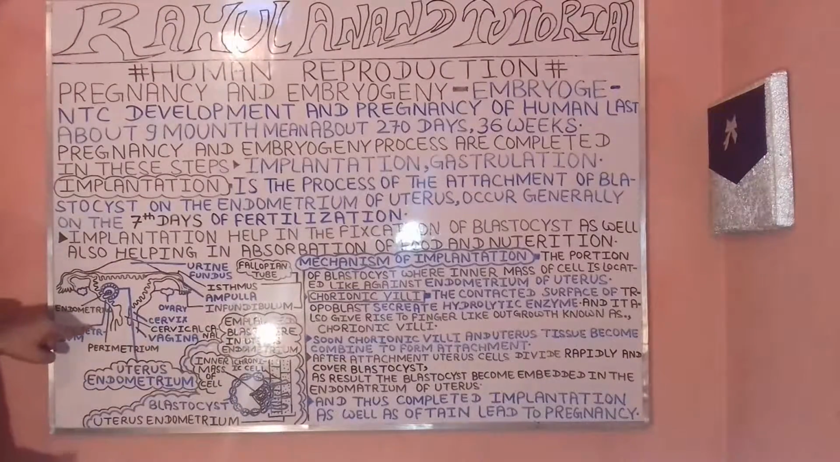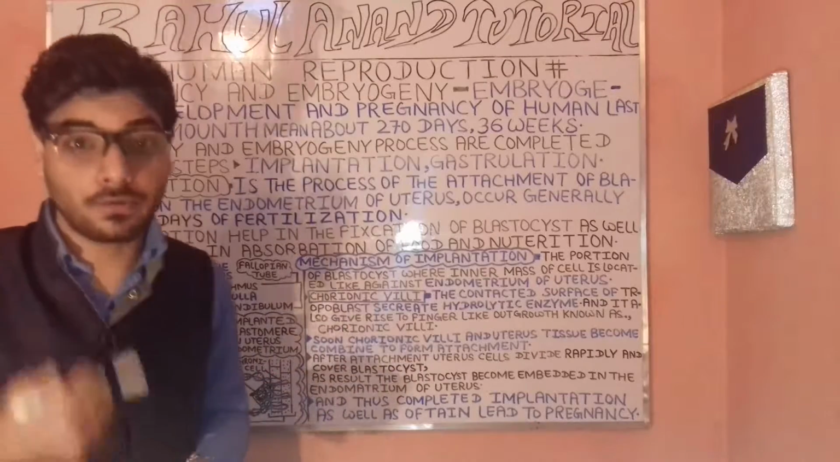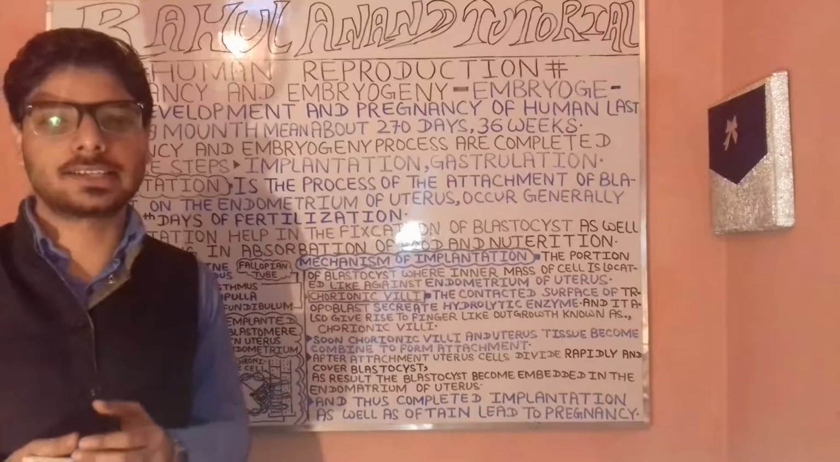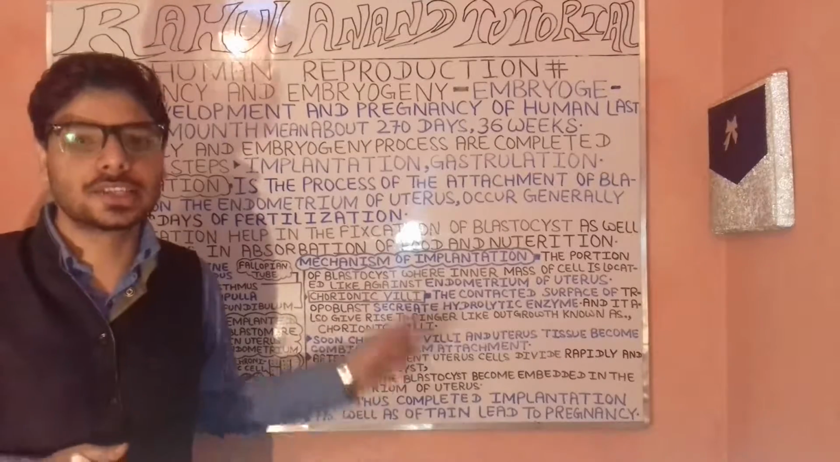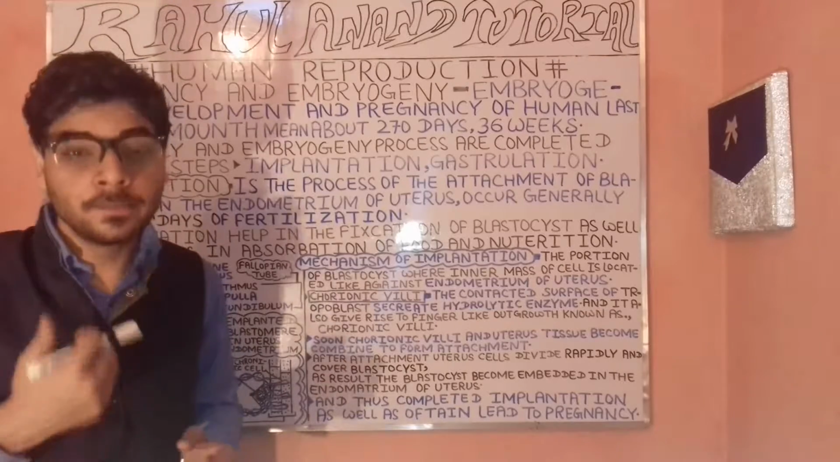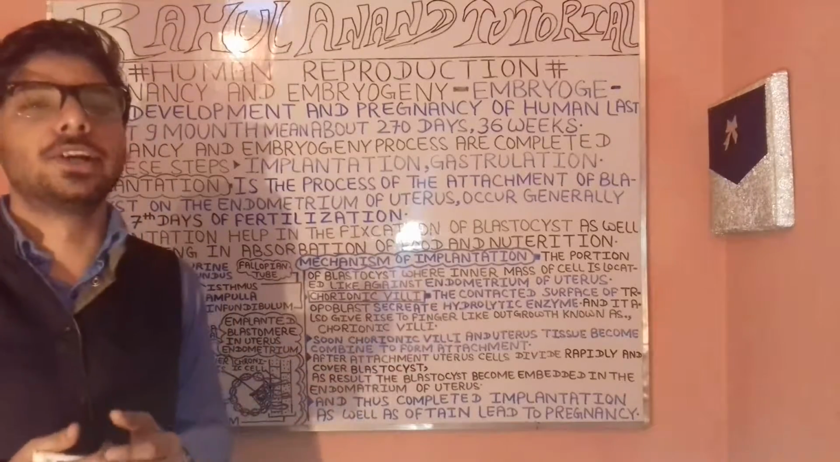Here is the endometrium. Now let's understand the mechanism of implantation. When we are talking about this, you have to understand certain facts. The portion of the blastocyst where the mass of cells is localized will come under the endometrium of the uterus. You can find it here on the board.